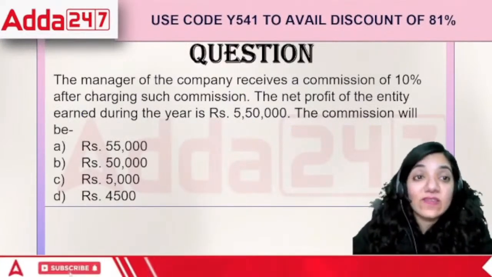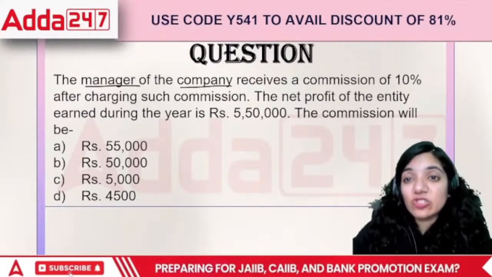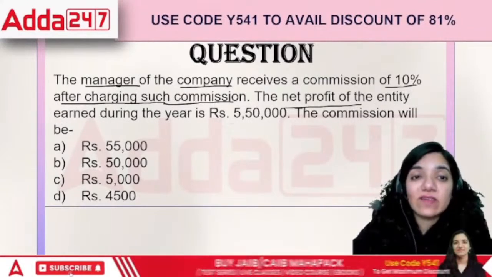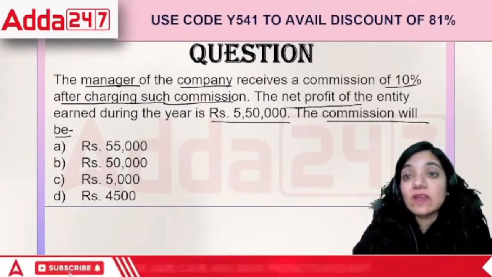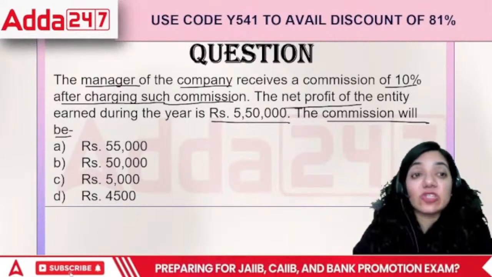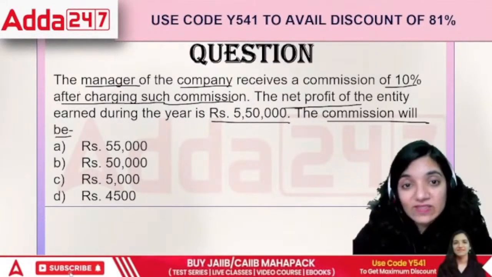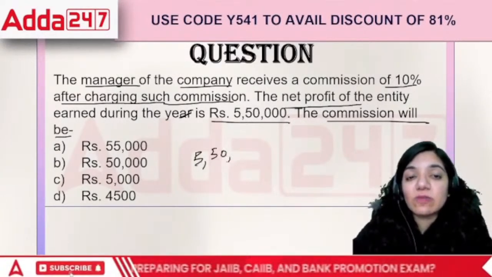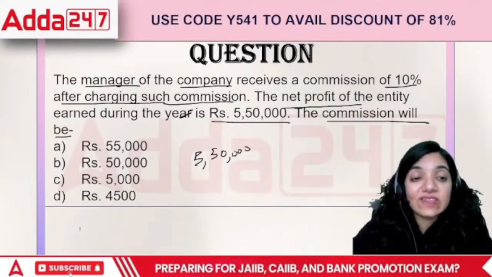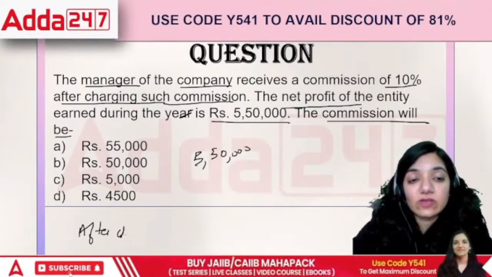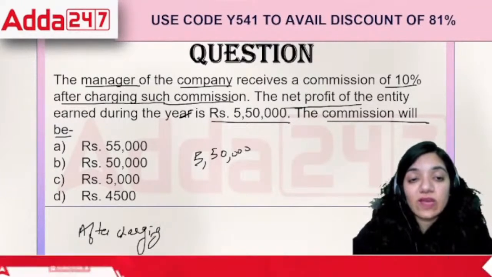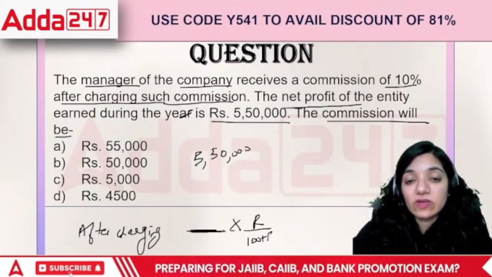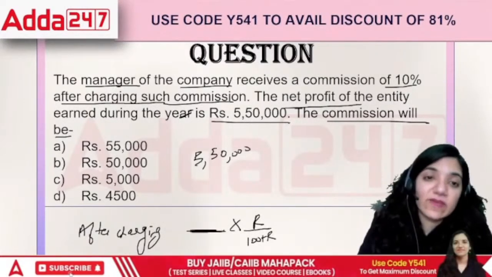Next question, everyone. The manager of the company receives a commission of 10% after charging such commission. The net profit of the entity was 5,50,000. The commission will be? They are saying the manager receives a commission after charging. That means this 5,50,000 includes the commission. So whenever the question says after charging, the best way is to take the profit multiplied by rate upon 100 plus rate.